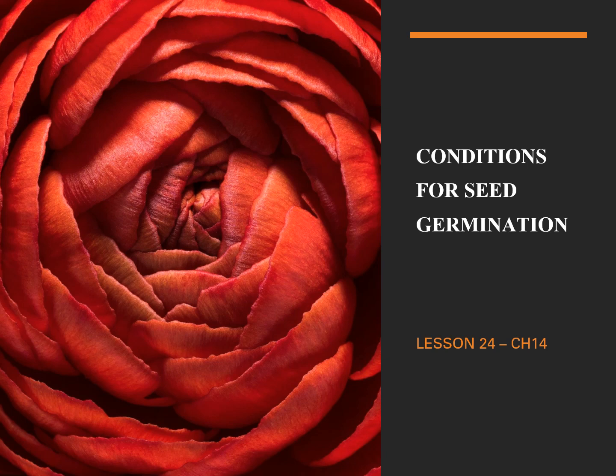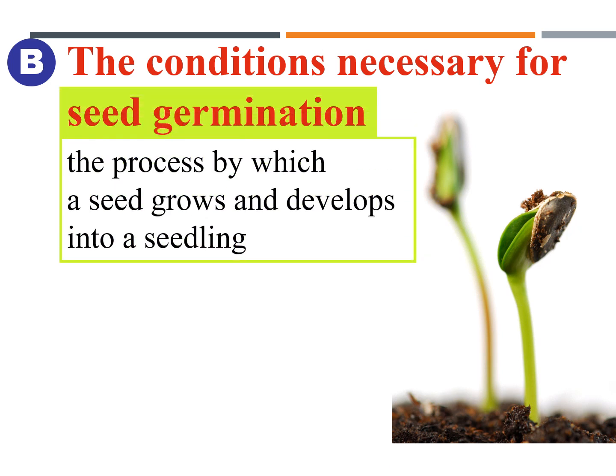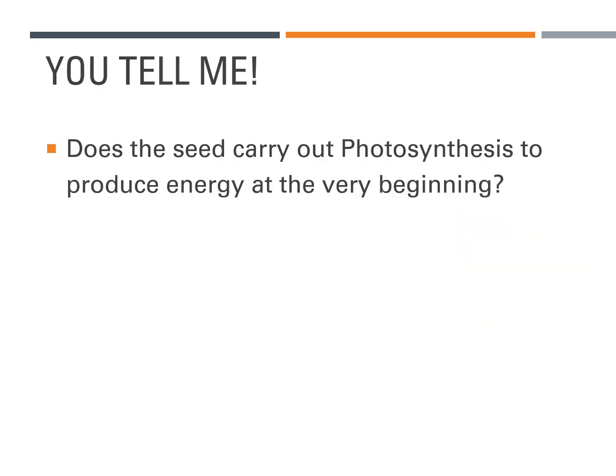Let's start. Seed germination is actually a very complex process in which the seed grows and develops into a seedling, a very small plant. Now, what are the conditions necessary for a seed to germinate? Let's take a look. In order to know the conditions for seed germination, let's do some brainstorming first.